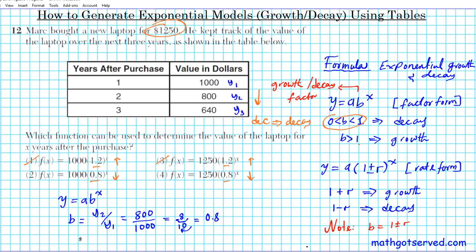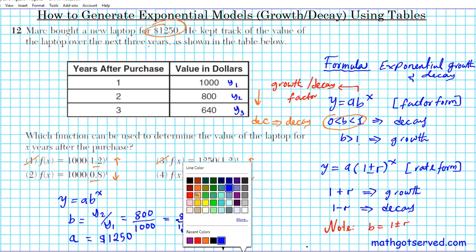All right, a is the original amount. What is the original amount? The original amount or original price was 1,250. So we'll just take these two values and plug them into the exponential decay model, the factor form of exponential models. Let's go ahead and do that.